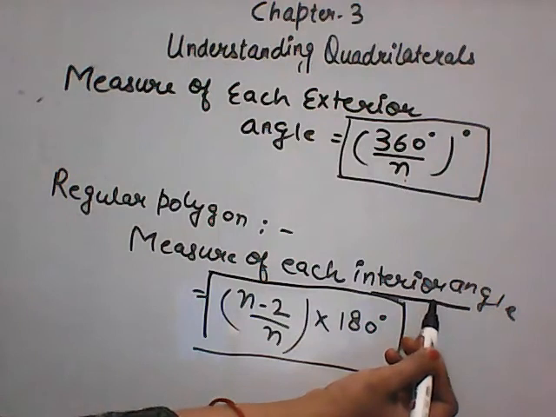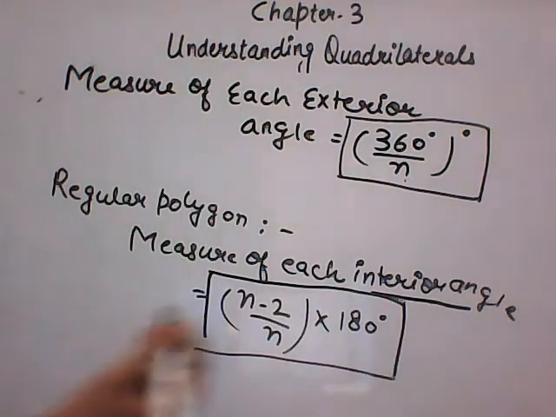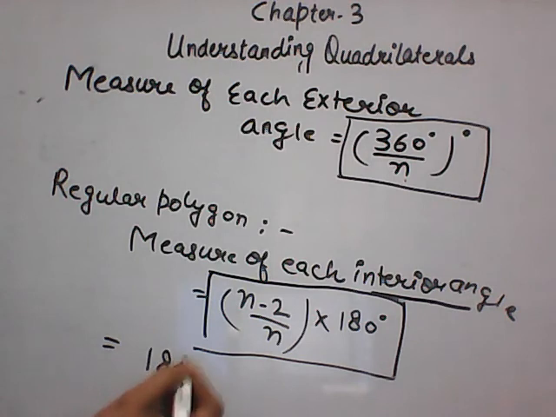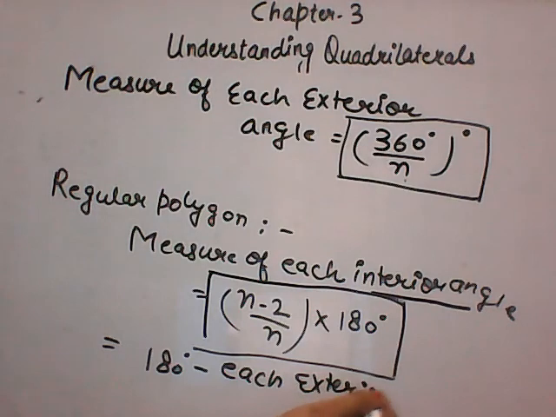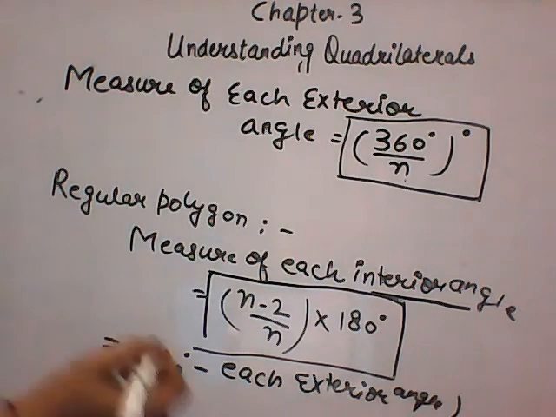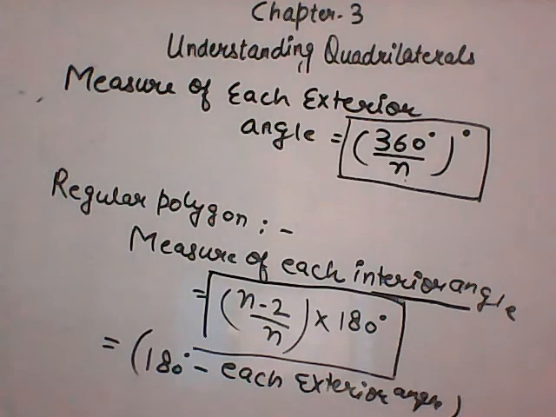Now we can also calculate the interior angle by using another formula: 180 degrees minus each exterior angle. If the exterior angle is given to you, then you can calculate the measure of the interior angle by using the formula 180 degrees minus each exterior angle. In this way, you can calculate the interior angles and exterior angles of polygons, and you can calculate the number of diagonals. Thank you.